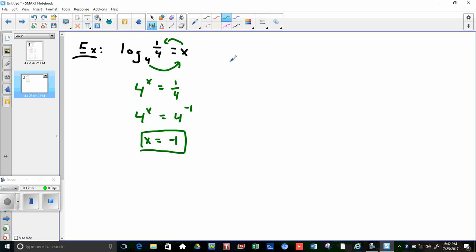The location of the x still makes a big difference as to how we're solving it, but it's the same general idea. So let's do another one. Log of x base 5 equals 3. This one you pretty much have to take out of log form to solve. So again, we're going to say 5 to the 3 equals x. This one will actually be a little bit easier.